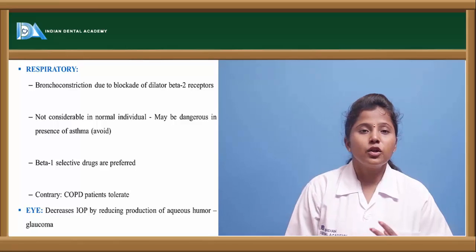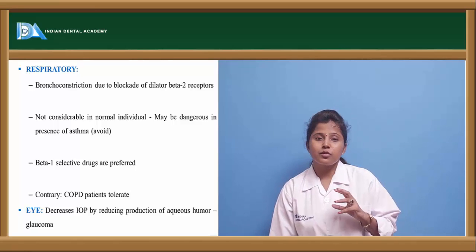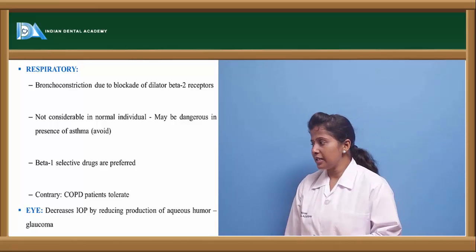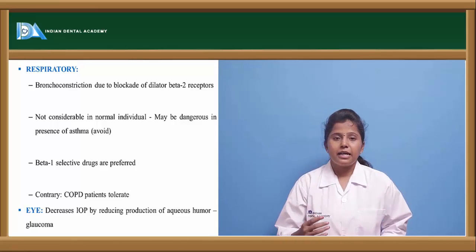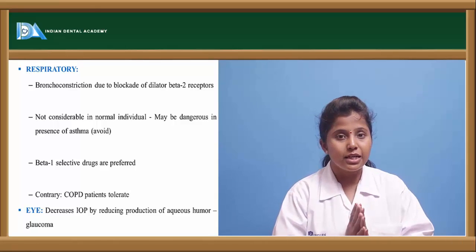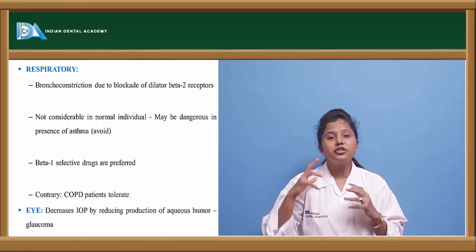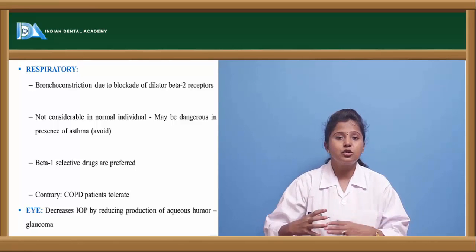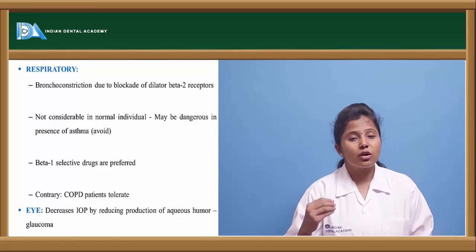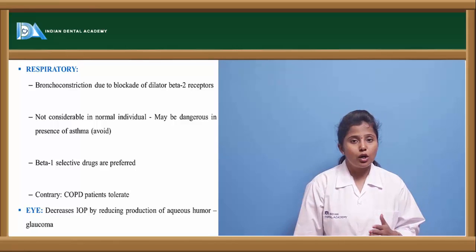And in the eye, it causes decreased intraocular pressure. So the pressure which is created inside the eye is decreased, and because of that it leads to a condition called glaucoma. If intraocular pressure is altered, the vision is not proper, and it leads to various other eye disorders, and eventually blindness. So this condition is called glaucoma.